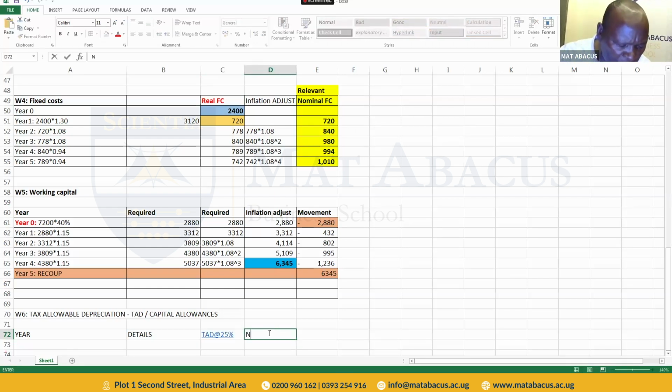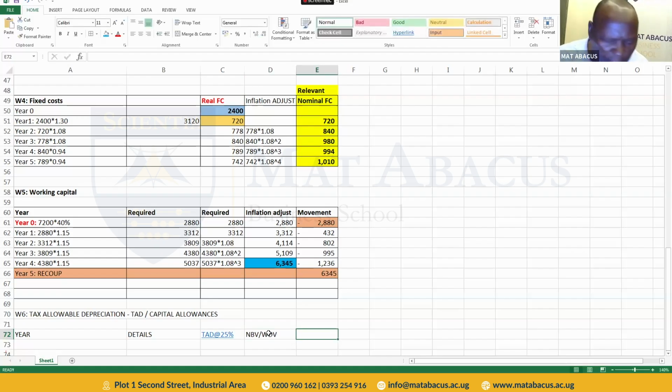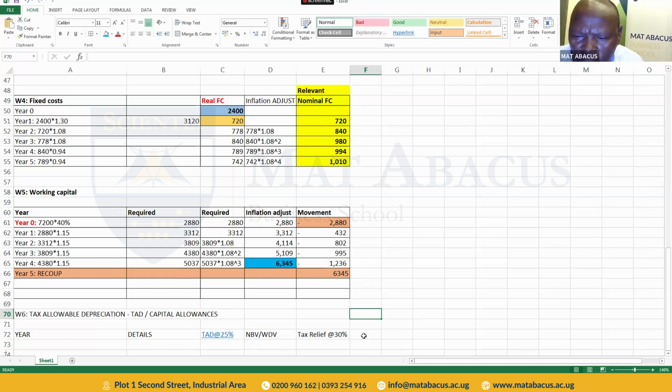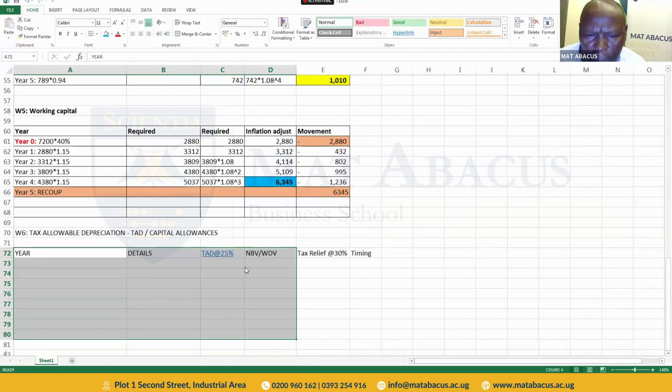Then we usually have the net book value. Some people call it the written down value. And then we shall have the tax relief. The tax relief, we shall go by the tax rate, which is 30%. And we end up with the timing. That's how we do it at MAT Abacus. Timing. So I will position my table so well.